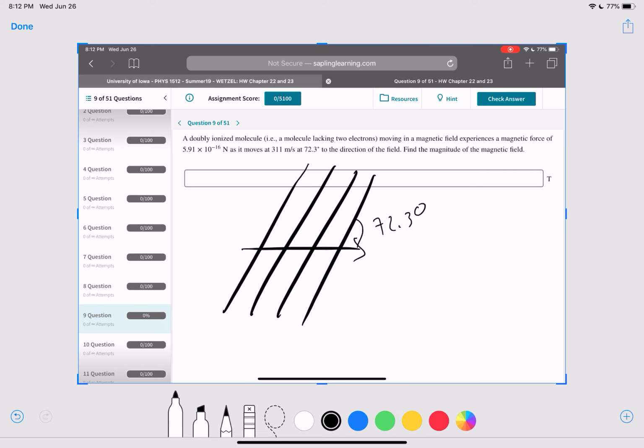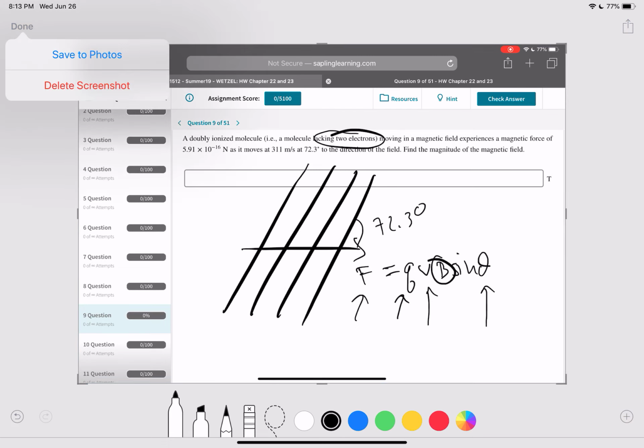The force on a charged particle moving is qvB sine theta. So we've got the force here, we've got the velocity, 311 meters per second, we've got the angle, and now we just need the magnitude of the magnetic field. The charge of this thing means it's lacking 2 electrons, so it's going to have a charge of 2q, 2 positive charges. So you can put that in there and then solve for B.